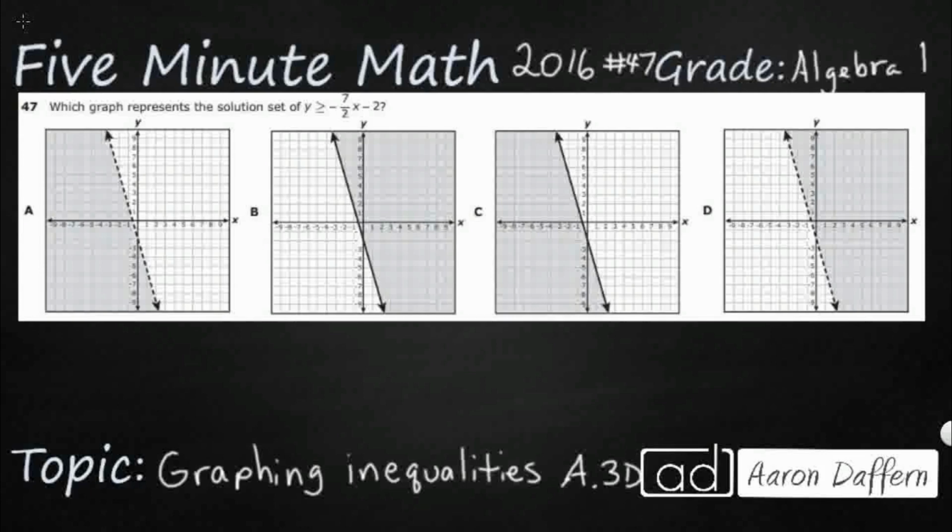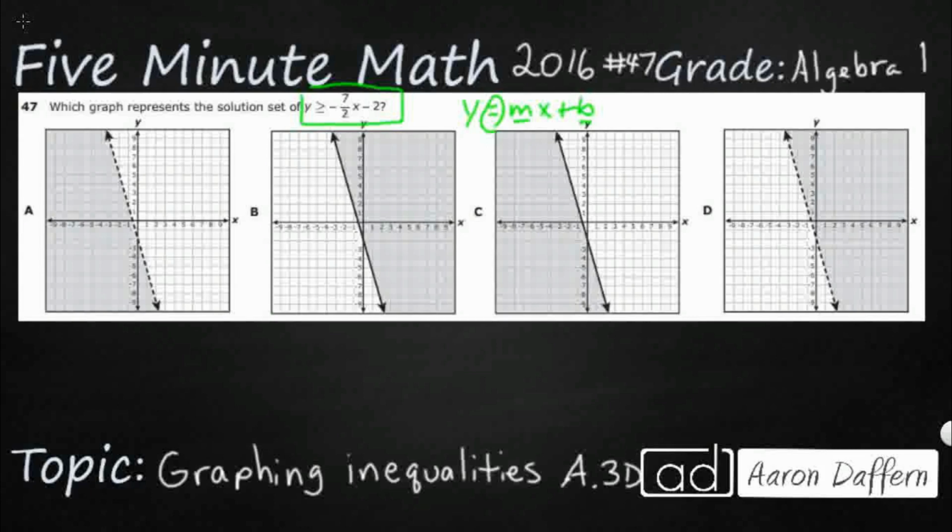So we need to find the graph that represents this solution set right here. Y is greater than or equal to negative 7/2 x minus 2. Now, we actually are in luck a little bit because we already have this in slope-intercept form. So when it looks like this, the y is isolated over on the left. We have the slope, right? We have the y-intercept. The only difference, obviously, is that we have the inequality greater than or equal to rather than the equal sign. But that still gives us the slope, that still gives us the y-intercept.